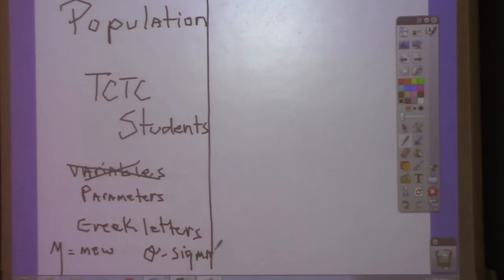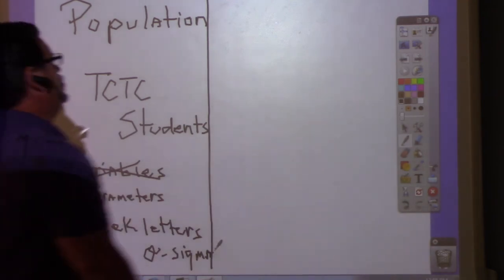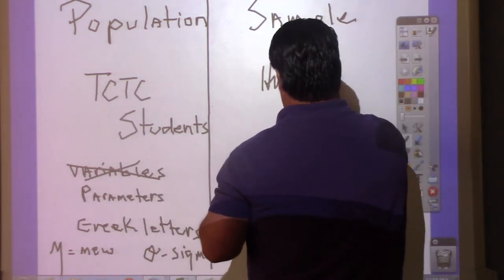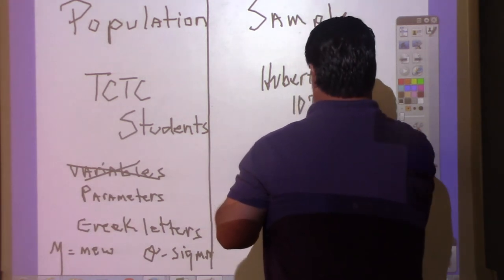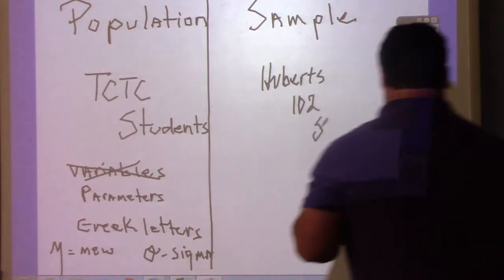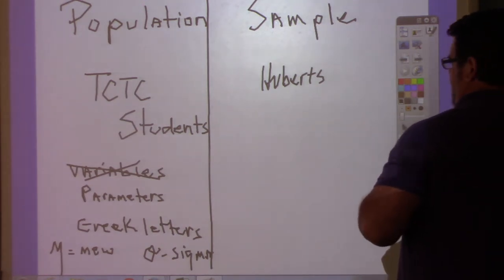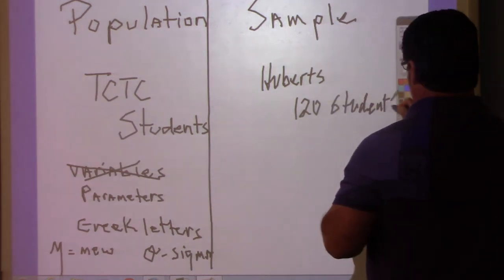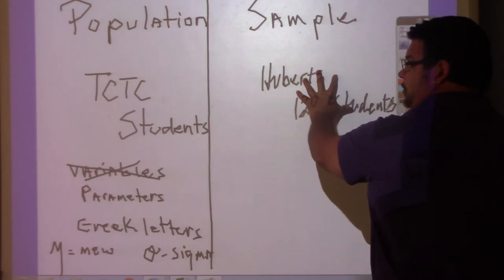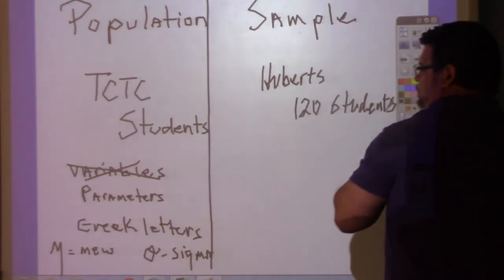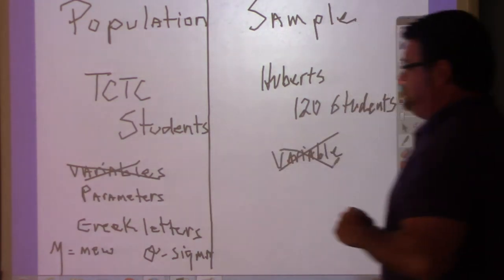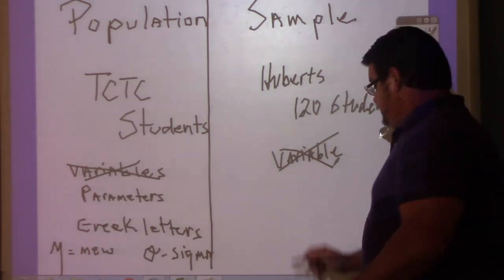Now you're going to think this is funny when I tell you why we're learning this, but now, what is the smaller group? The sample. And we're going to say Hubert's 102 students. No, I'm sorry, 120. That could be three classes: the online students that are watching, and this class. Of course, this is a smaller group than the population. Now, we're not going to use variables with this group either. Variables is algebra. We're going to use statistic with a little s.